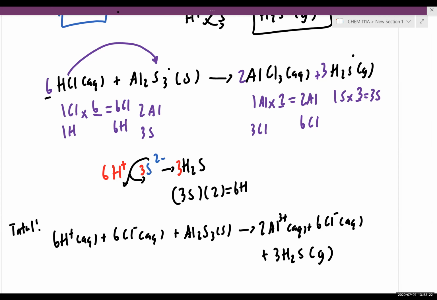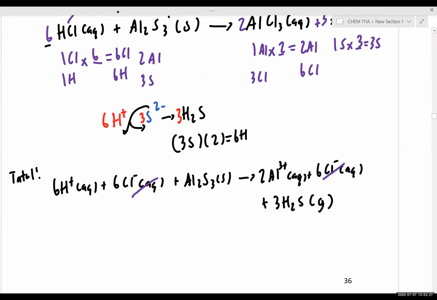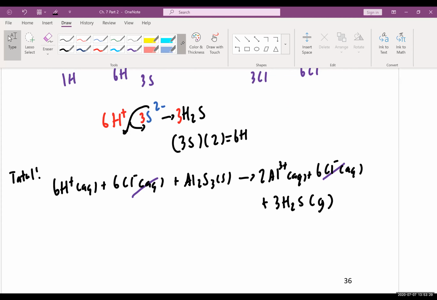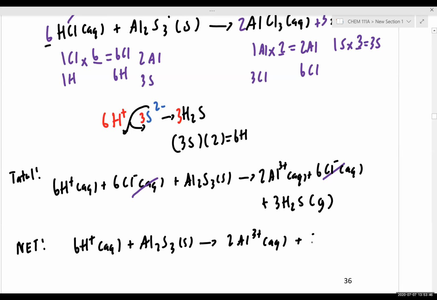Okay, now we cancel our spectator ions, which are chloride, and we're left with the following reaction. And here you can pretty clearly see for our net ionic equation that there is a transfer of a proton, which in turn leads to the generation of a gas product. Does this make sense to everyone so far? Any questions so far?